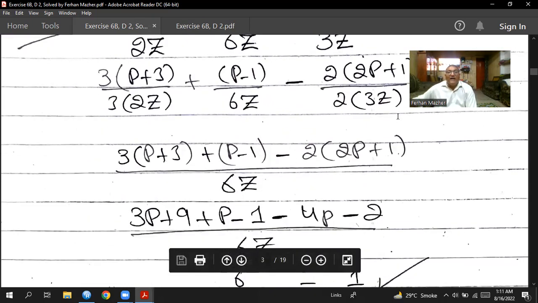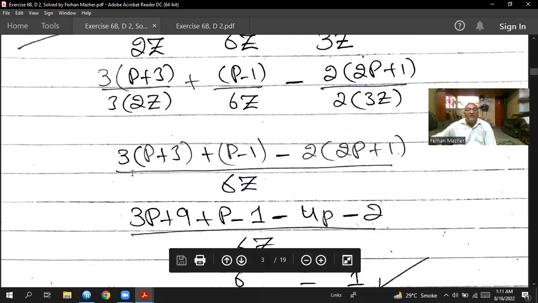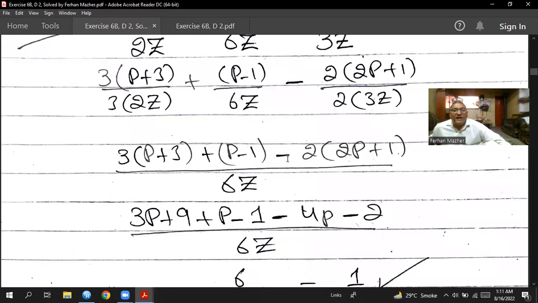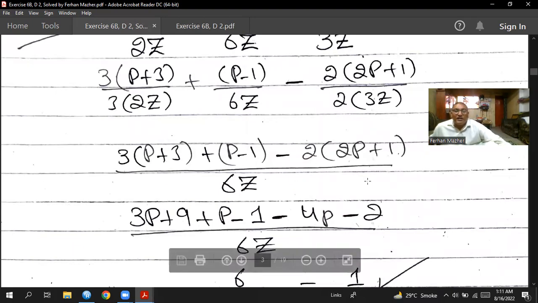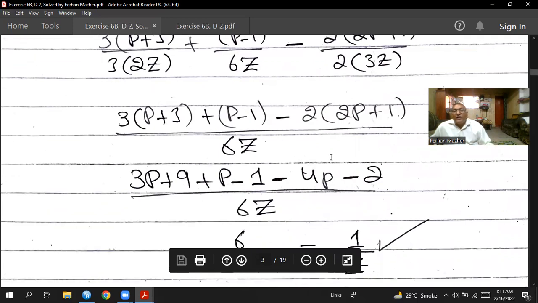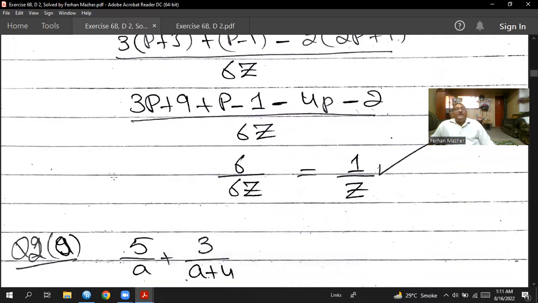So now you will have upstairs, you will have 3 bracket p plus 3 bracket close plus p minus 1 bracket close minus 2 bracket 2p plus 1 bracket close. So here you will have 3p plus 9 plus p minus 1 minus 4p minus 2. Downstairs you will have 6z, and you know 3p minus 4p and plus p, they all are cancelled. Okay, 9 minus 1, it will be 8, 8 minus 2, it will be 6.